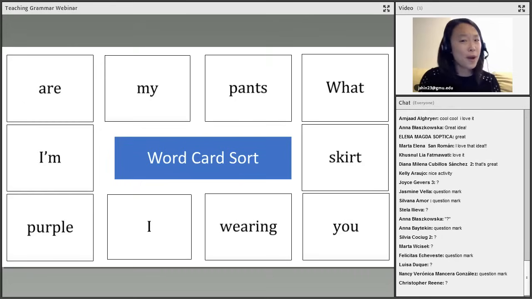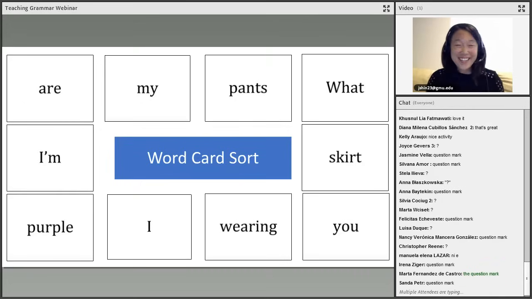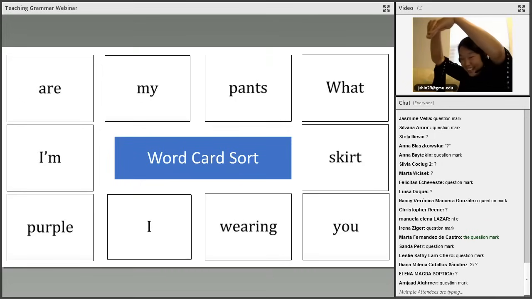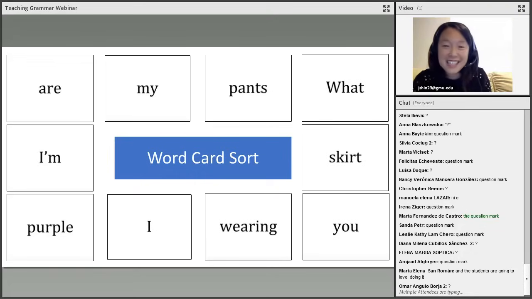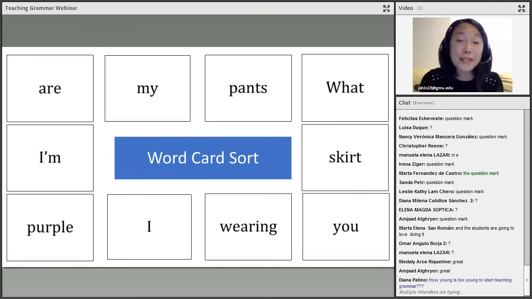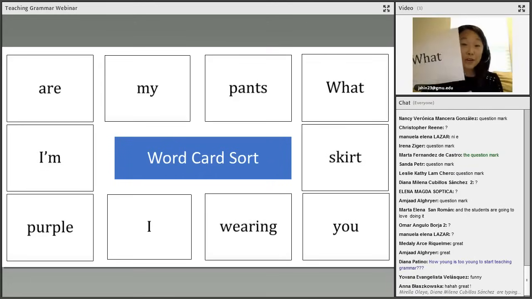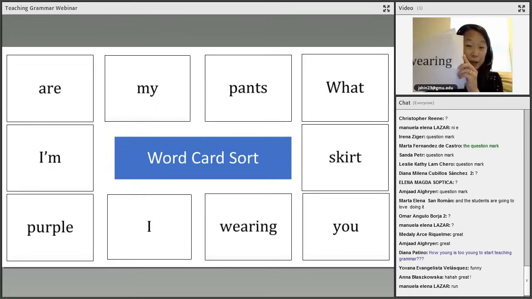Yes, Joyce, the question mark. Okay, so you can have another student get up there and be the question mark. It's a fun game, but it also helps students recognize that this is how you form a question in English, with words in this order.